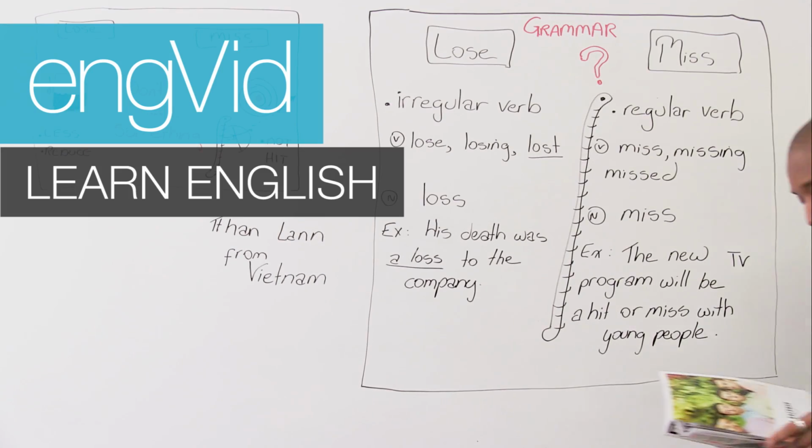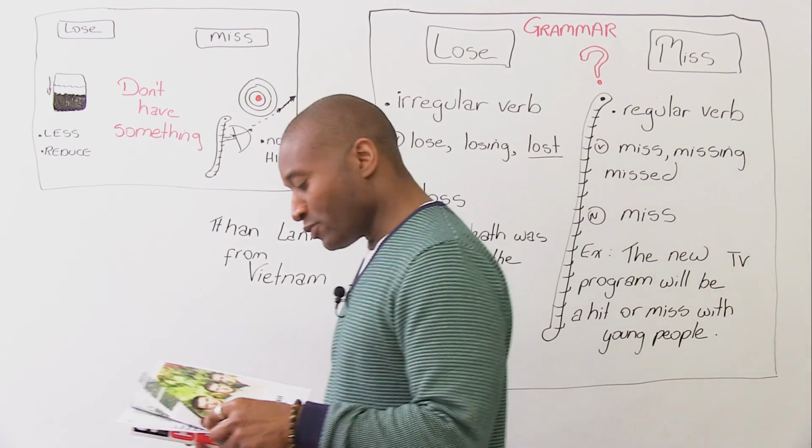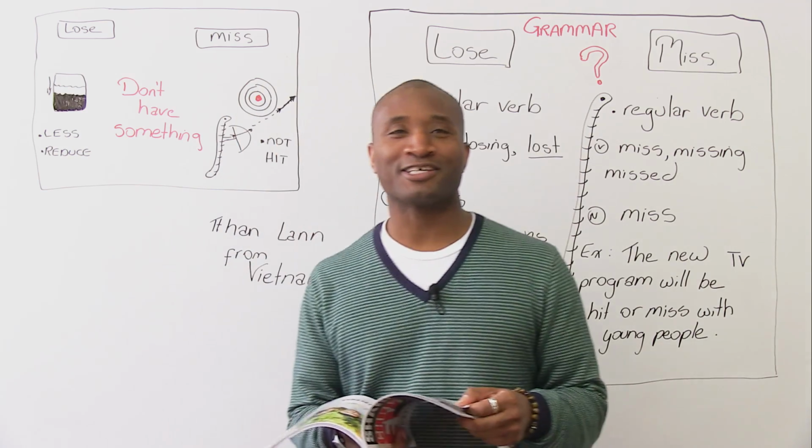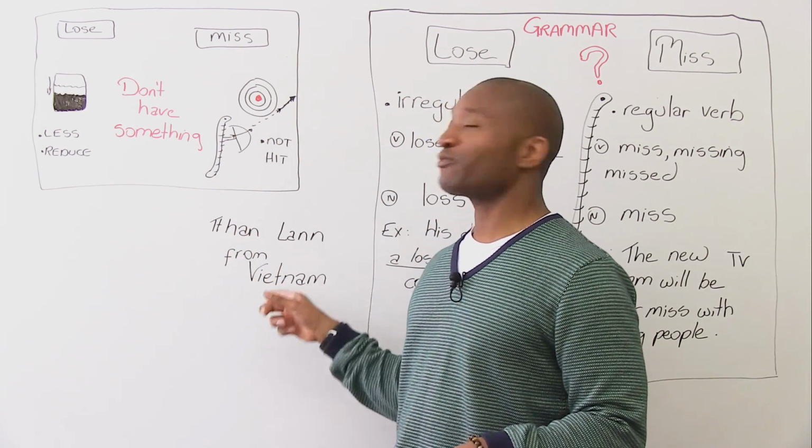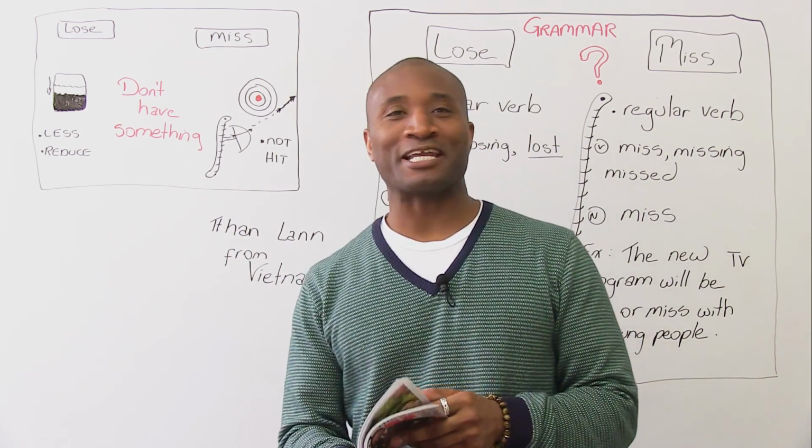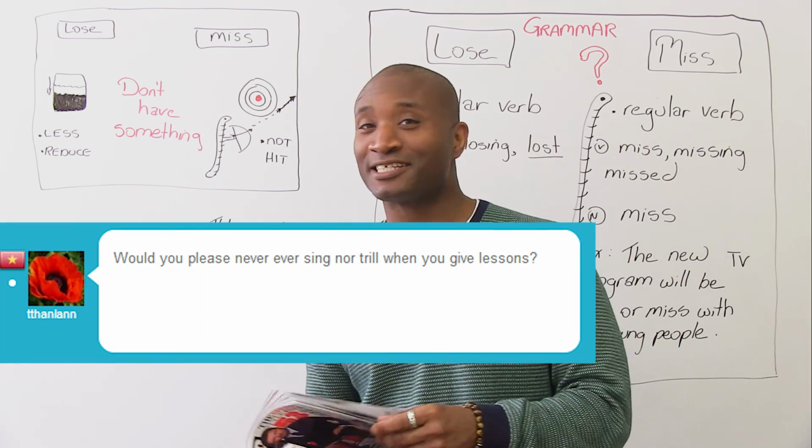Do do do do do do do do do. Ba ba doo ba ba ba ba. Trilling and singing. This is for Tthan Lann from Vietnam, who said, "Please don't sing anymore." I just did. Sing, sing, sing.